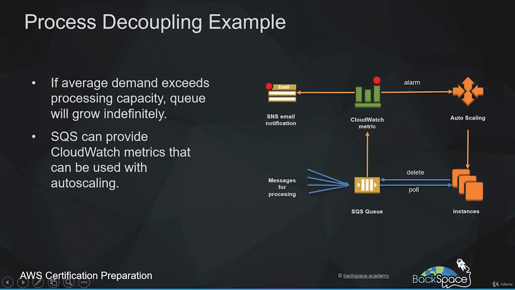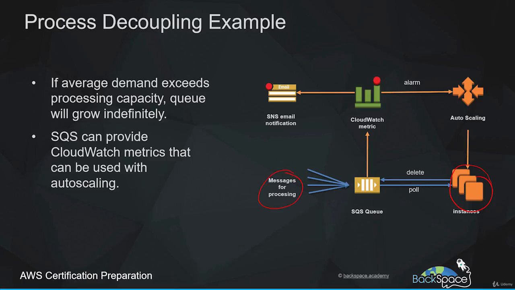So let's have a look at an example of using these services to decouple our application from its demand. Let's just say we have an application and it's running on an auto-scaling group of EC2 instances. And that application is a process server. It's not a web server. It's processing messages as they come in.